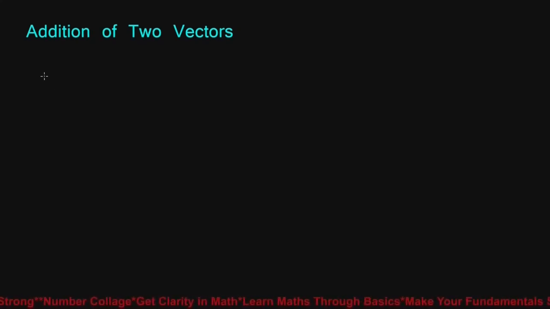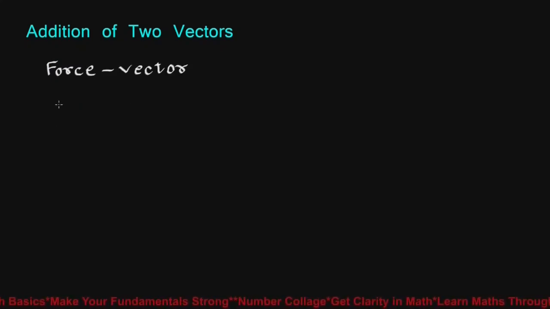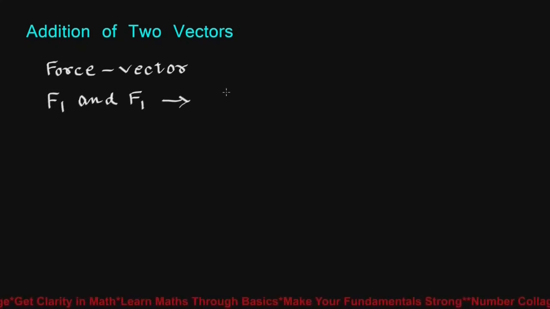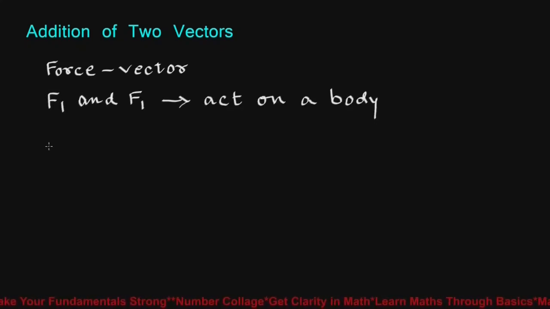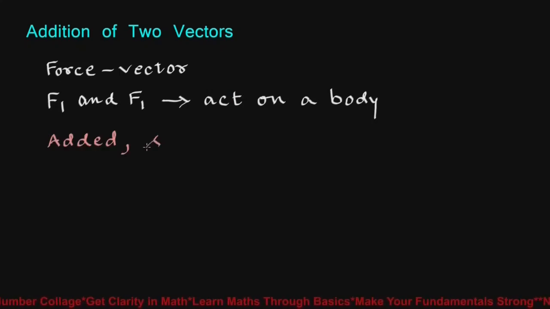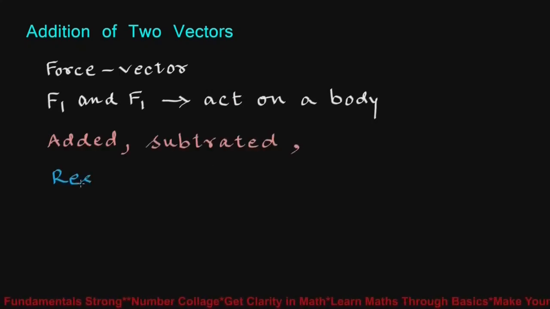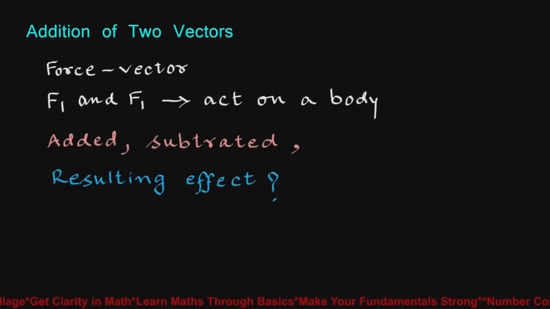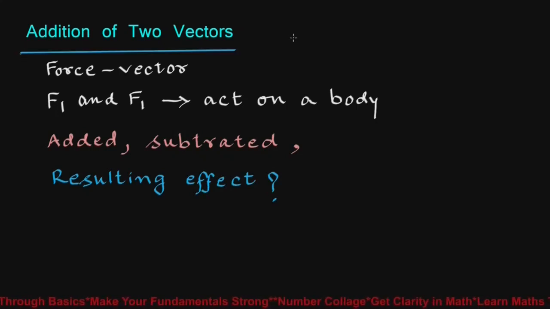We have seen that force is a vector. So what we are interested in is what happens to forces F1 and F2 when they act on a body, whether they are added, subtracted, or what is their resulting effect on the body. This is what we are going to see in addition of two vectors.